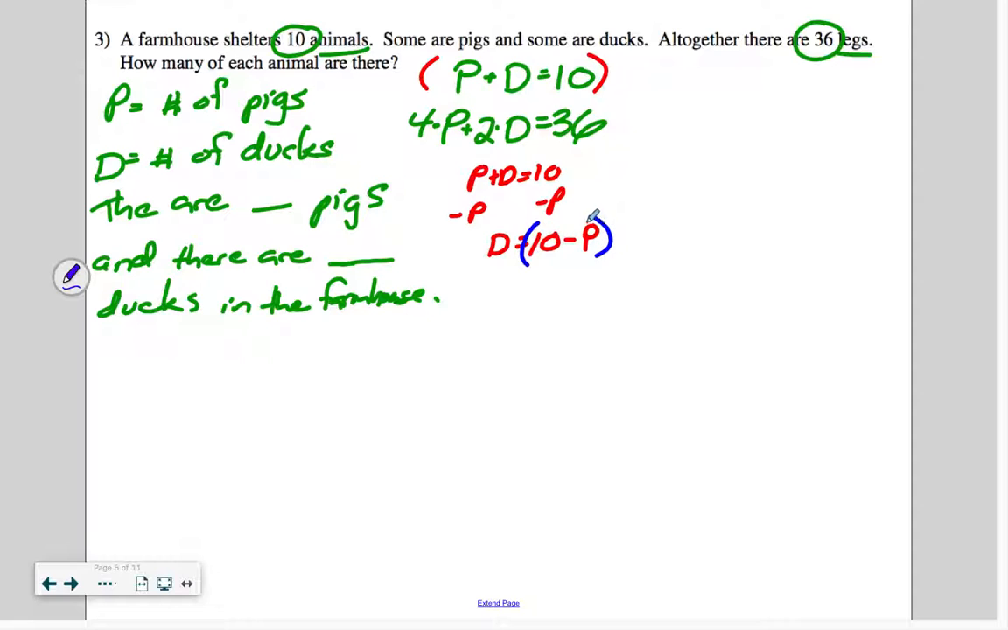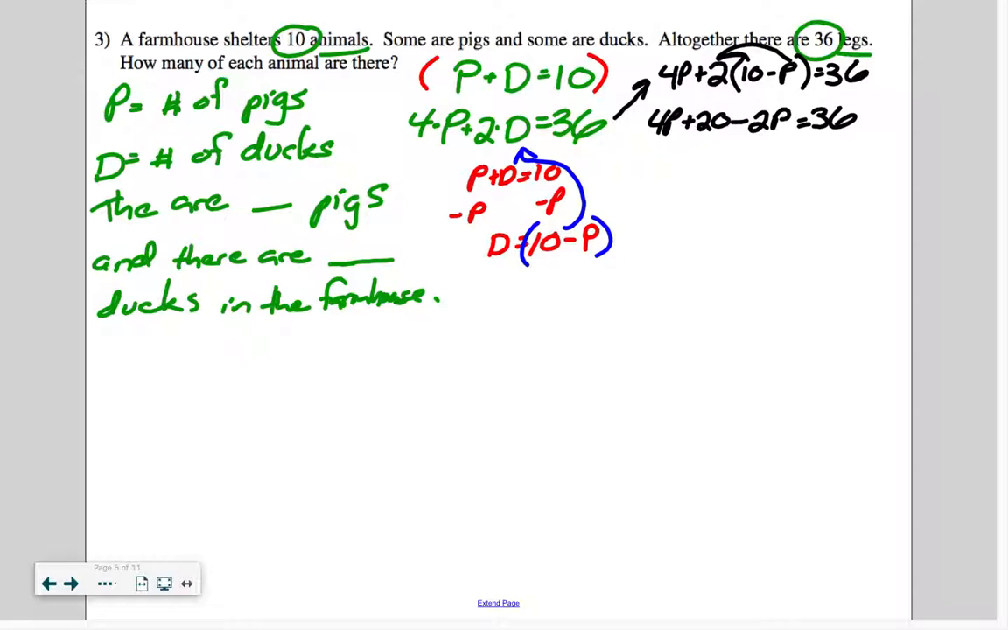So now I have a variable isolated. I'm going to take this 10 minus p and plug it in place of d in the other equation. And I'm going to do that work off to the right here. So I'm using this equation, 4p plus 2, not 2 times d, 2 times 10 minus p equals 36. So from here we distribute. So I'm trying to simplify this left side. There's a lot going on. So I have 4p plus, and then I distribute 20 minus 2p equals 36.